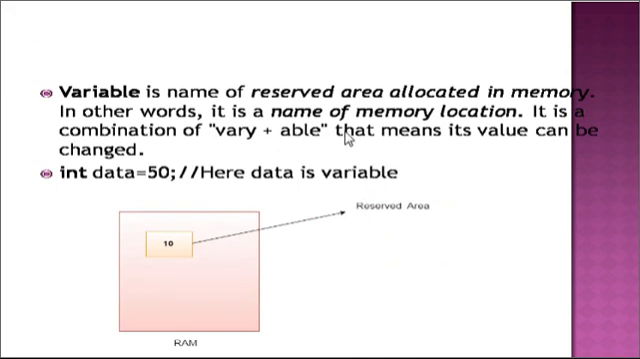We can also define a variable by this statement: a variable is a name of a reserved area allocated in memory. In other words, it is a name of a memory location. Let's take an example of a variable: int data = 50, where 50 is the data value and data is the name of the variable. And this is a flowchart to represent a variable in computer memory. Here this is the RAM, and the RAM stores the value of the data variable.